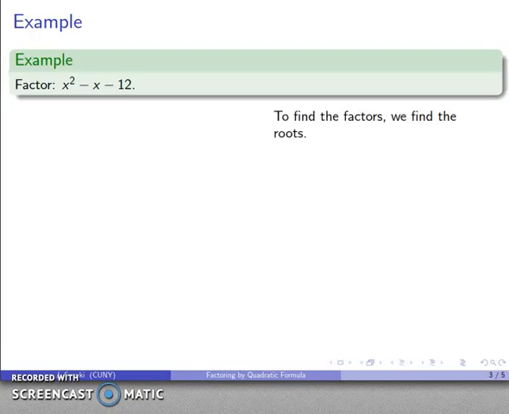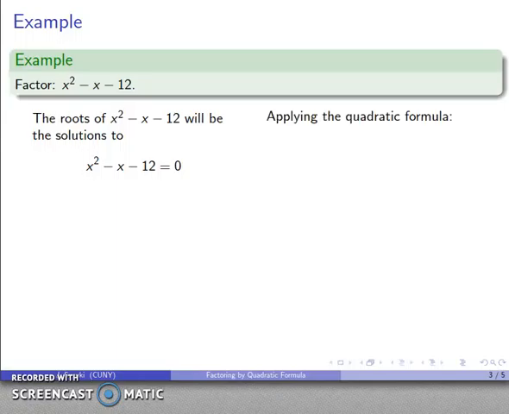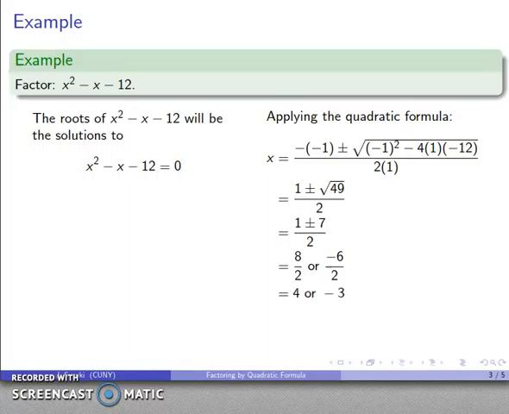And to find the factors, I find the roots, and the roots will be the solution to the equation x squared minus x minus 12 equal to 0. And I have the quadratic formula. This is a quadratic equation. I can apply the quadratic formula. x equals negative b plus or minus square root b squared minus 4ac over 2a. So again, a is 1, b is negative 1, c is negative 12. I'll substitute those into the quadratic formula. I'll simplify. I'll let the dust settle. 1 plus or minus 7 over 2. 8 halves or negative 6 halves, that's 4 or negative 3.